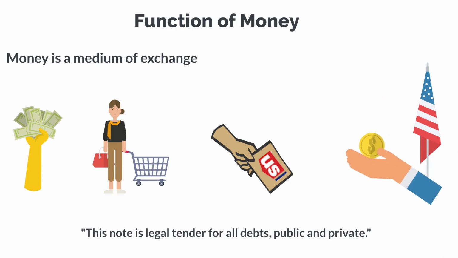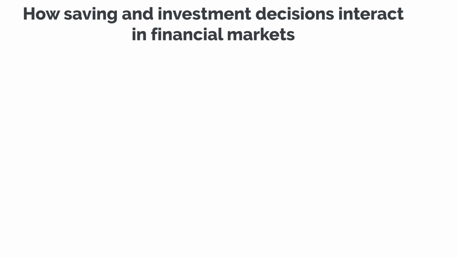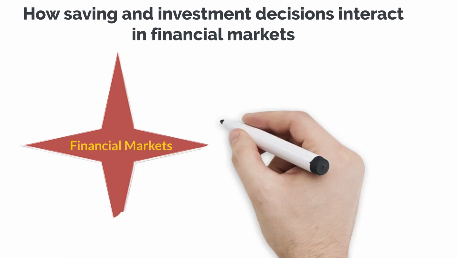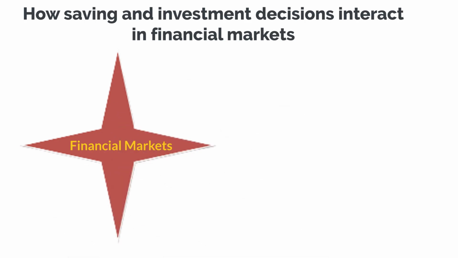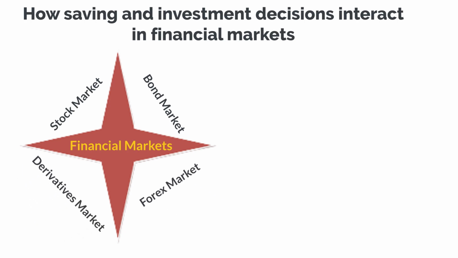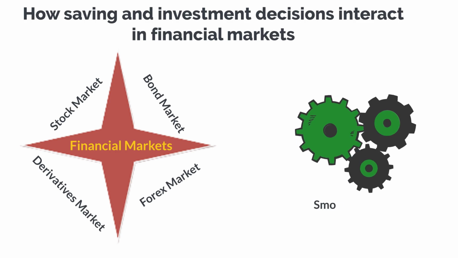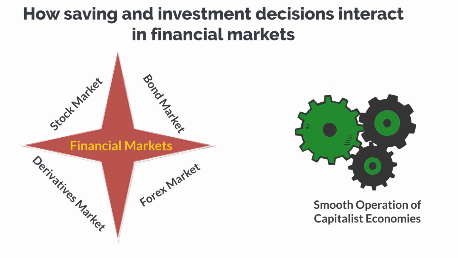How saving and investment decisions interact in financial markets. Financial markets refer broadly to any marketplace where the trading of securities occurs, including the stock market, bond market, forex market, and derivatives market, among others. Financial markets are vital to the smooth operation of capitalist economies.